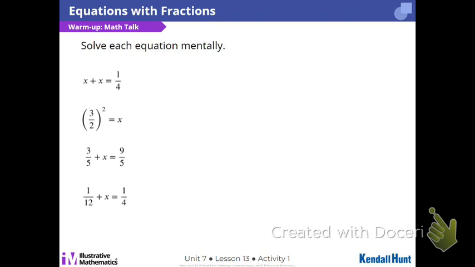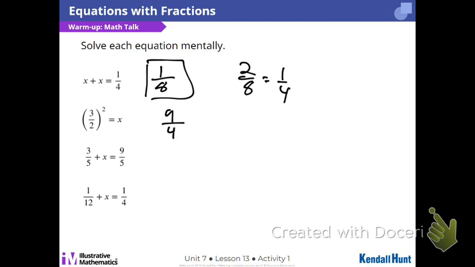All right, x plus x. Saying what plus itself is 1/4? I'm looking at 1/8. 1/8 plus 1/8 is 2/8. 2/8 is 1/4. Okay. If I square 3 halves, I get 9/4. 3 times 3, 9, over 2 times 2, 4. This is kind of what it'd look like if you'd expanded it.